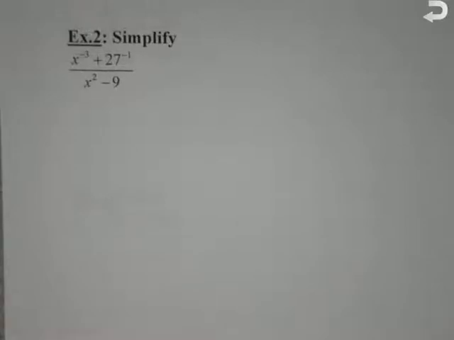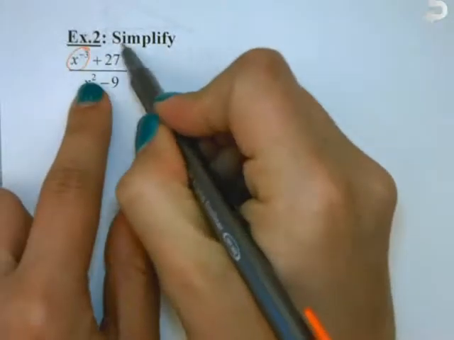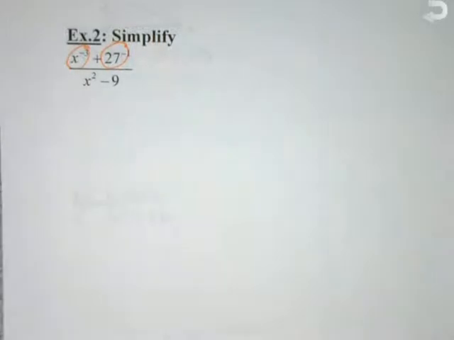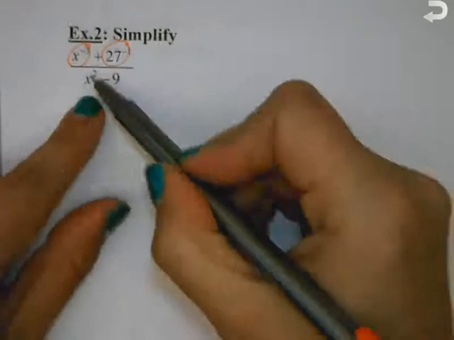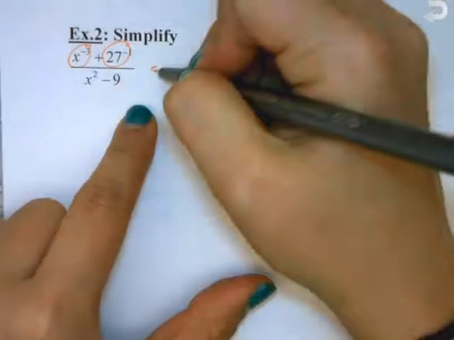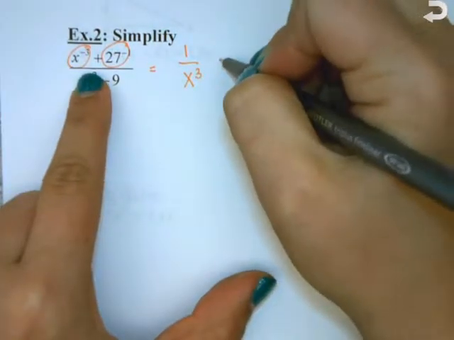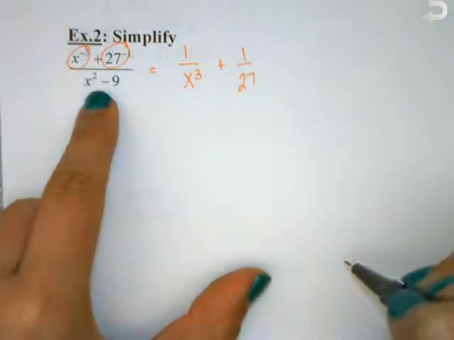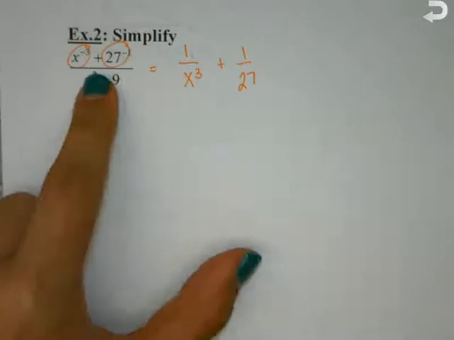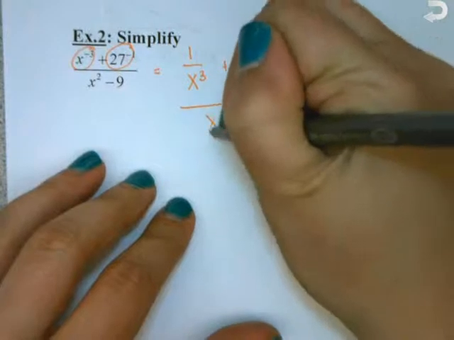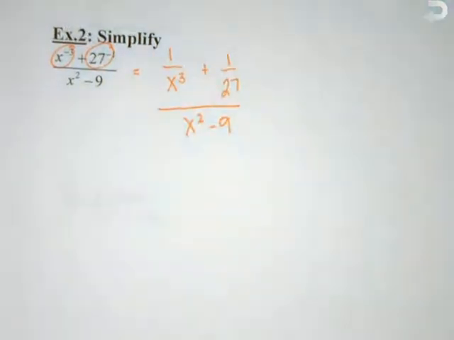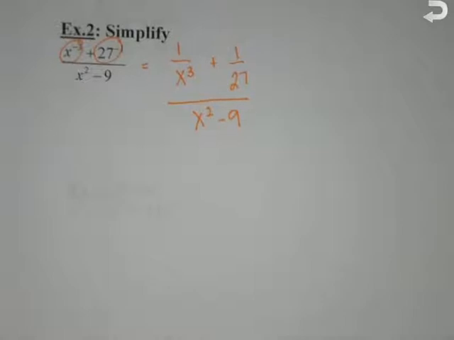So example 2, x to the negative third plus 27 to the negative 1 all over x squared minus 9. Same thing. Because both of these negative exponents are attached by addition, we can't just move them to the big denominator. So we're going to make 2 separate fractions in the numerator. So that's going to be 1 over x to the third plus 1 over 27, because we're moving the whole thing, so the 1 stays on top, all over x squared minus 9. Don't factor that yet. Okay?